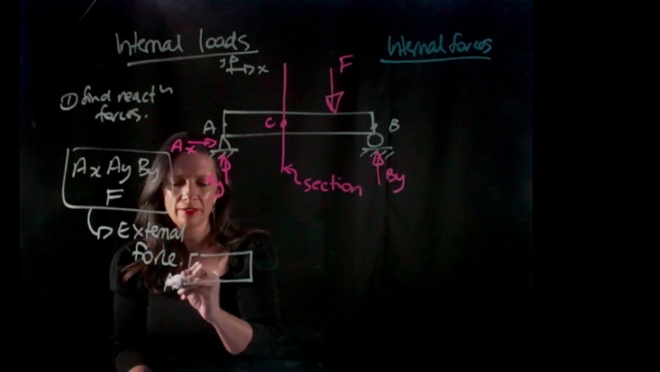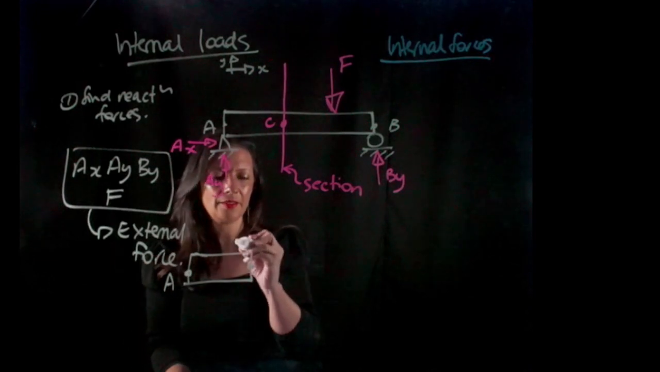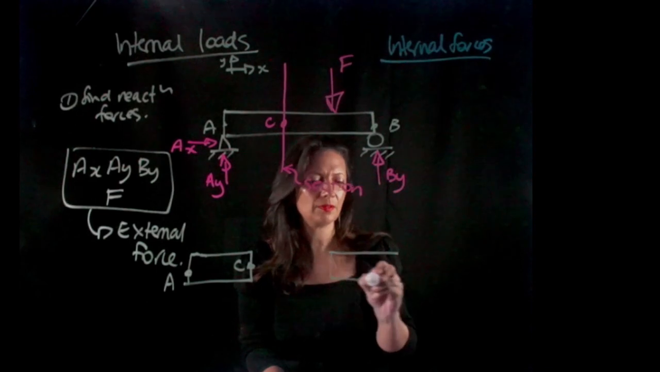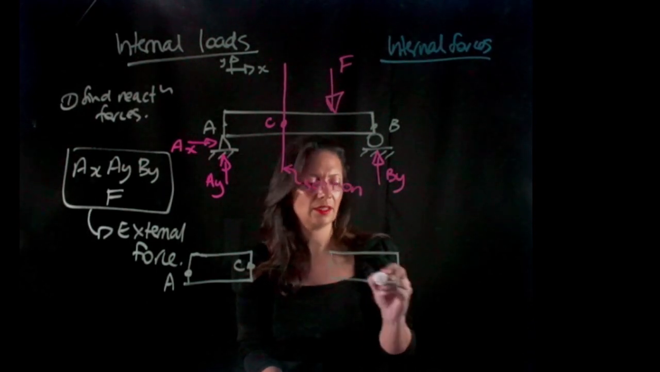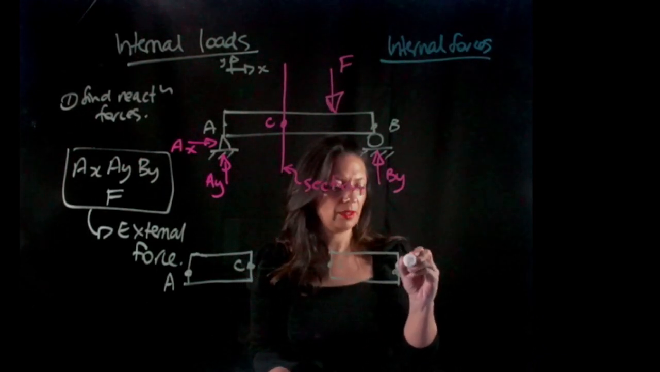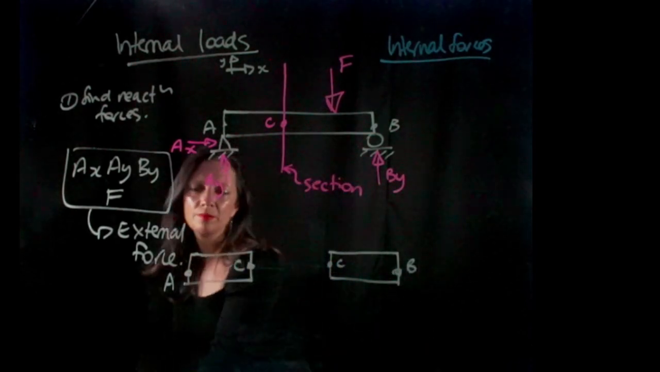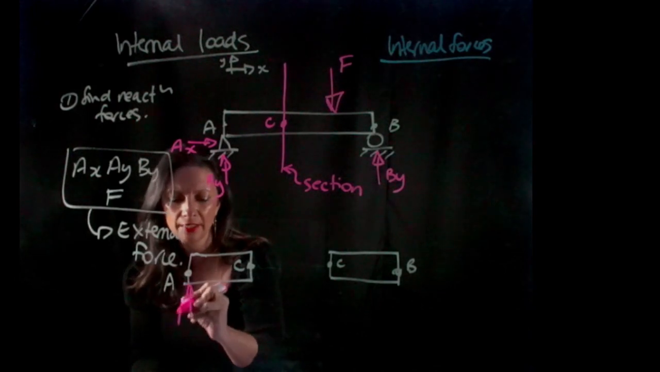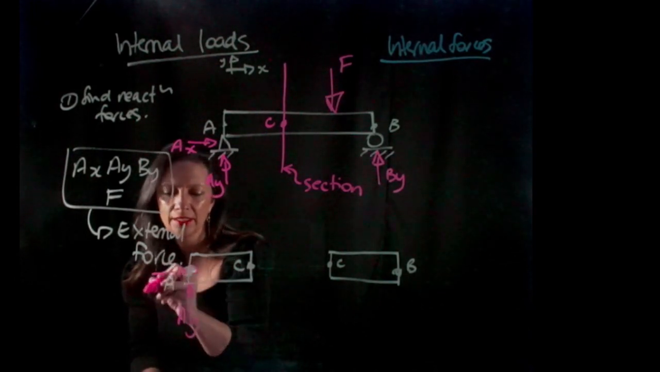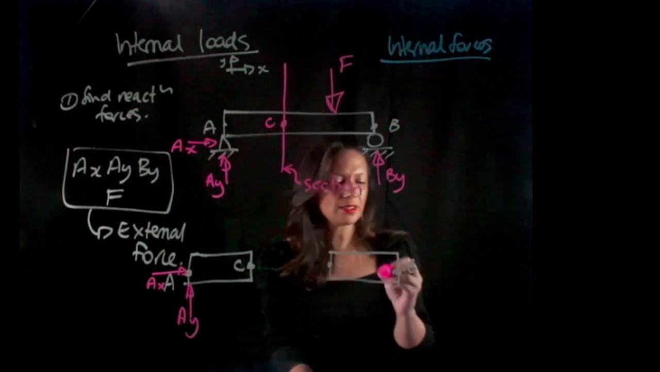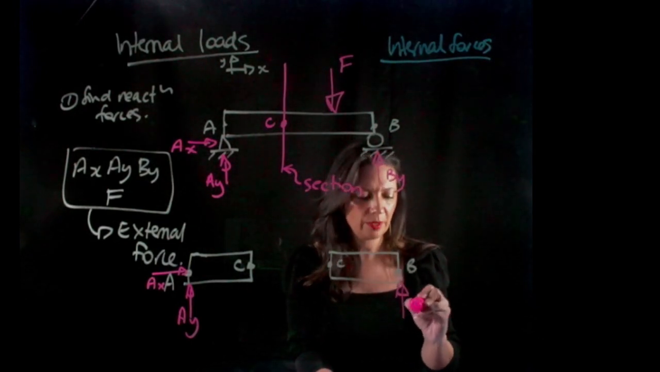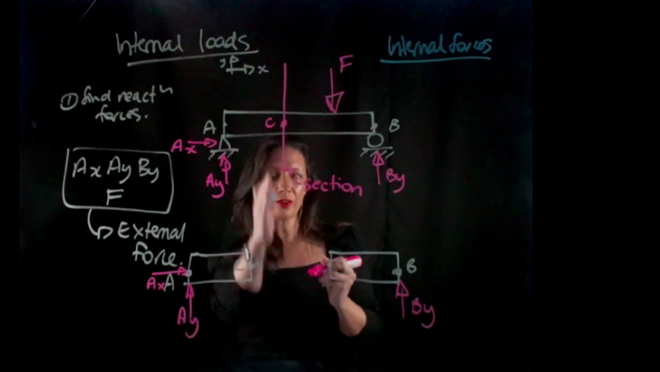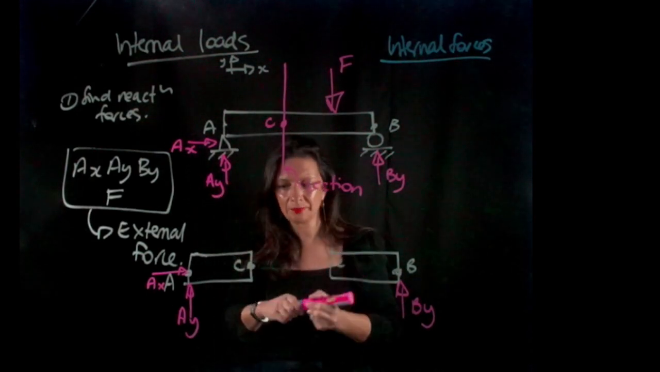So here we have A, and that's going to be C. And on this side, it's going to be the same thing. And here we have B. So I know from this free body diagram that I have AY and AX, and on this side I just have BY. So now I have exposed the beam where I have cut it at section C.